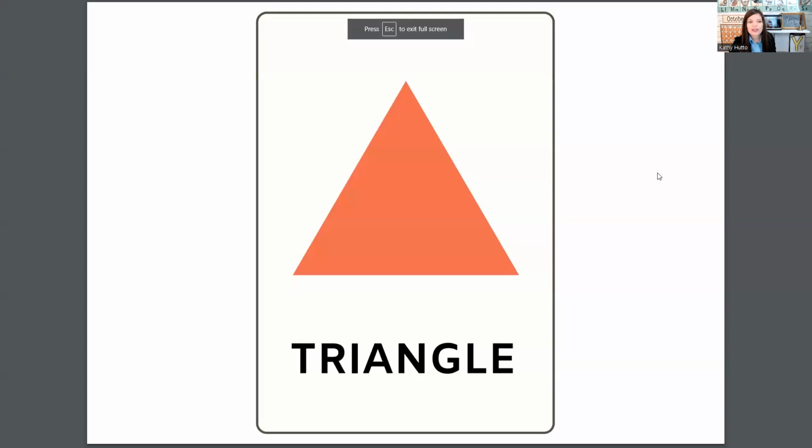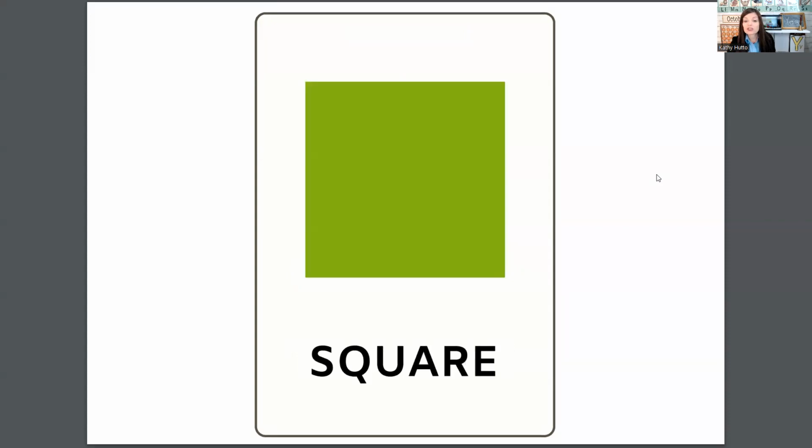Today is Yes Day, and I have another game for us to play, and it's a shape game. I'm going to ask you a question, and you say yes or no. Is this shape a circle? No. What is this shape? It's a triangle. Is this shape a star?